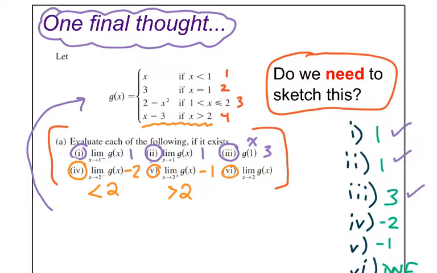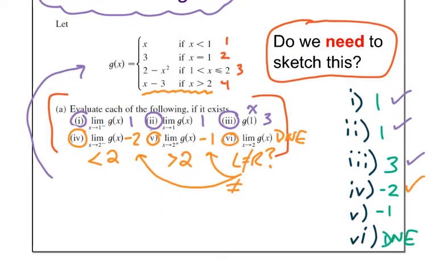And for part 6, that's easy. You just need to check and see, does the left limit equal the right limit? And you see here that negative 2 does not equal negative 1, so they don't equal. Therefore, your limit answer does not exist. And let's check our answers. For 4 is negative 2. 5, we got negative 1, and 6 is D and E.